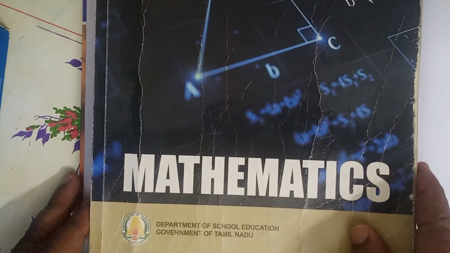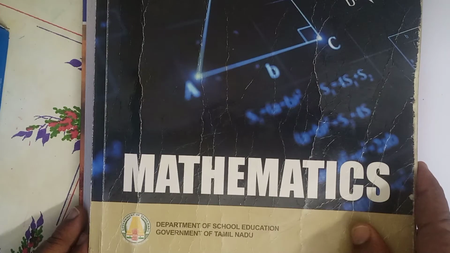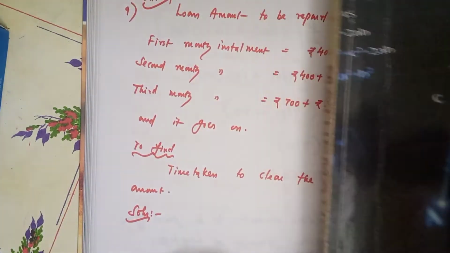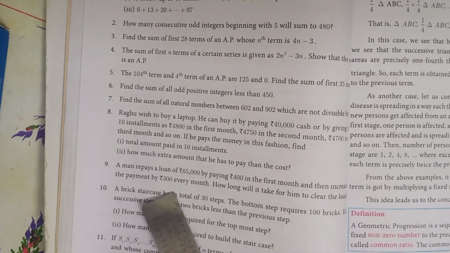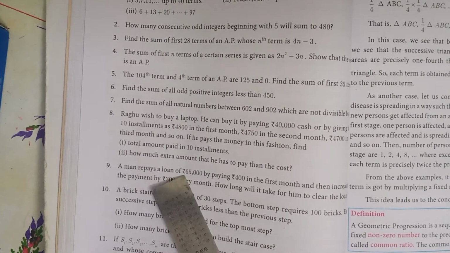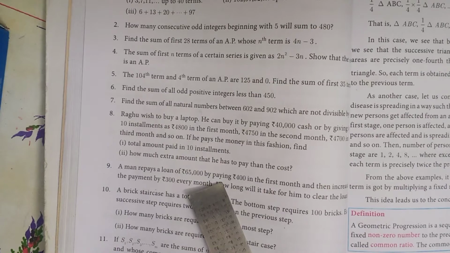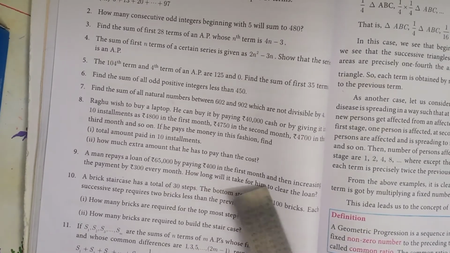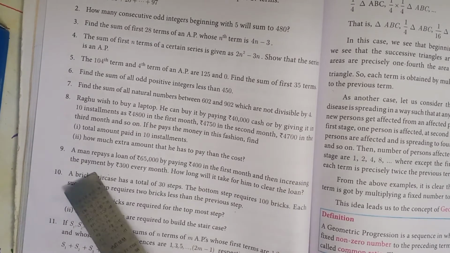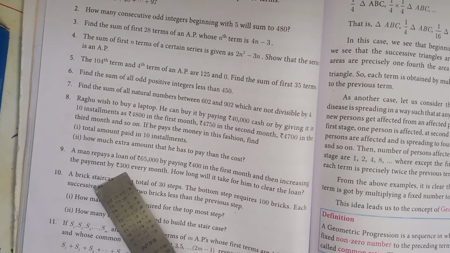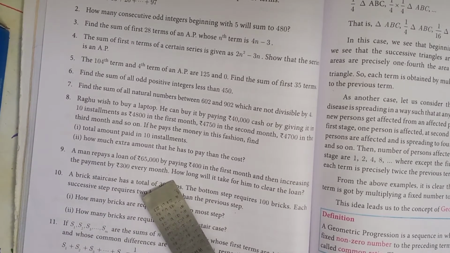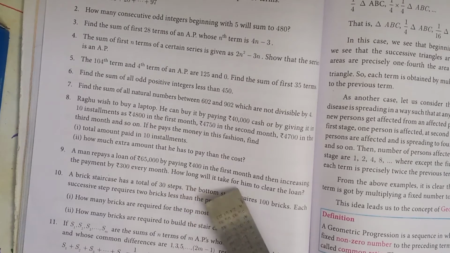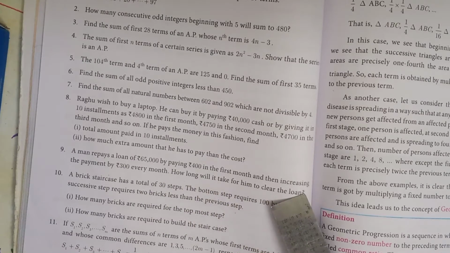10th standard mathematics, chapter number 2, continuation of exercise 2.6, now problem number 9. A man repays a loan of rupees 65,000 by paying rupees 400 in the first month and then increasing the payment by rupees 300 every month. How long will it take for him to clear the loan amount?